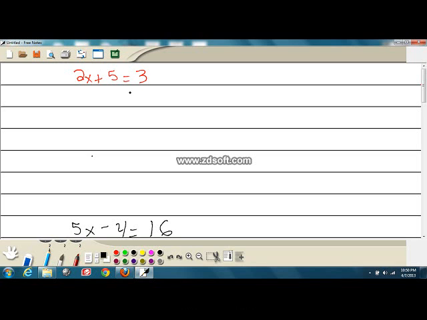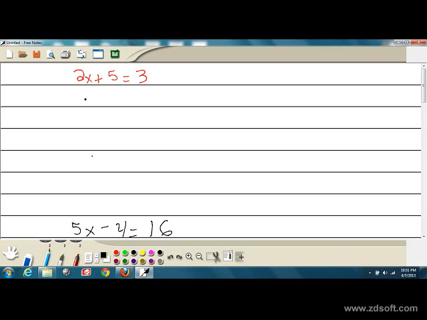Alright, cool. So remember, the key to algebra is always to work backwards. That's what we've been doing, the opposites. To work backwards, you have to do the opposite. So it's 2x, you multiply by 2 first, and then you add 5. So we need to work backwards.